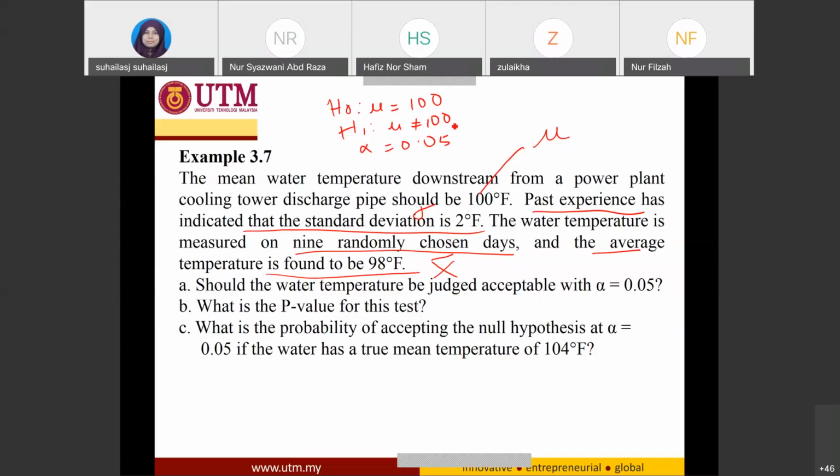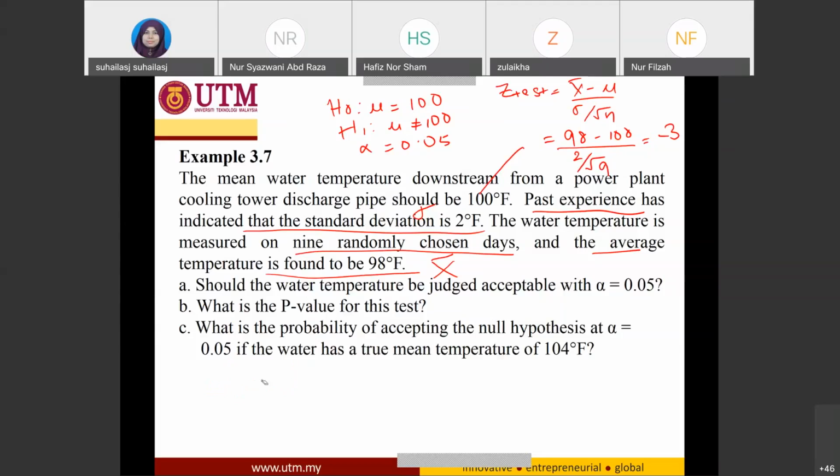Okay, we use a Z test. Katakan kamu dah compute, you have your X bar. So Z equals X bar minus mu over sigma over square root of n. So X bar we have 98 minus 100, over 2 over square root of 9. Okay, get the value. Okay, minus 3. Okay, Z test you get equals to minus 3.